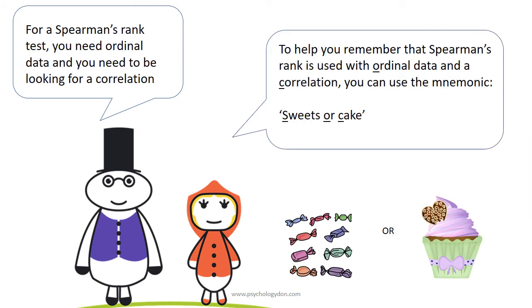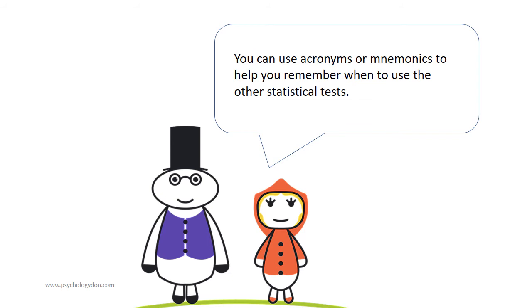For Spearman's rank test, you need ordinal data and you need to be looking for a correlation. To help you remember that Spearman's rank is used with ordinal data and a correlation, you can use the mnemonic sweets or cake. You can use acronyms and mnemonics to help you remember when to use the other statistical tests too.